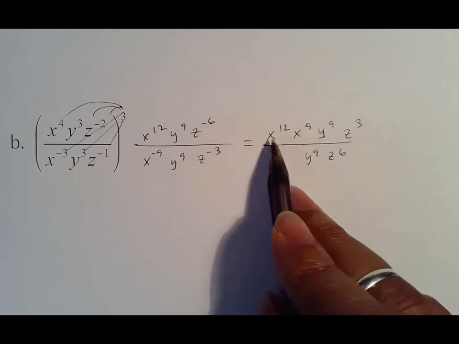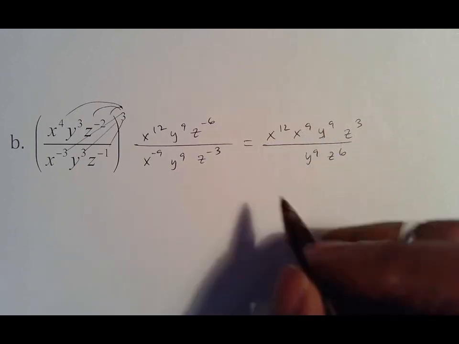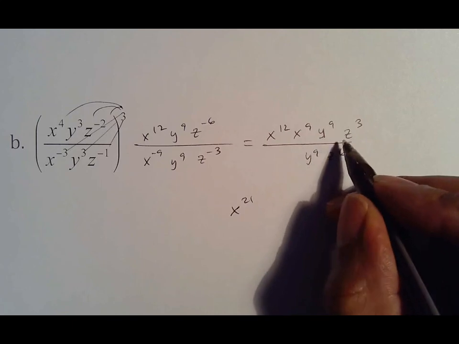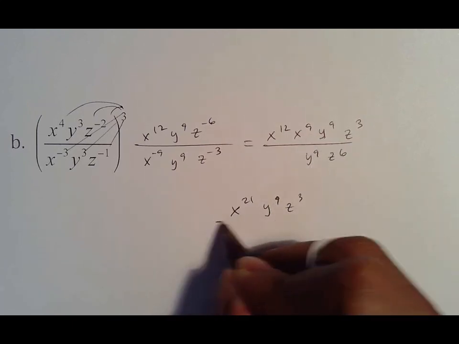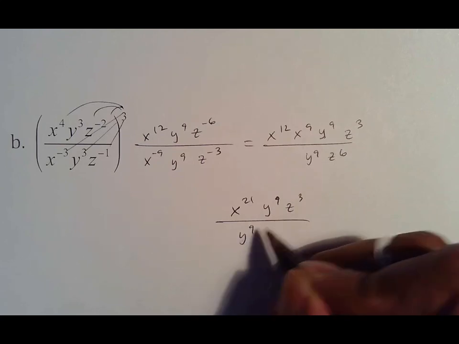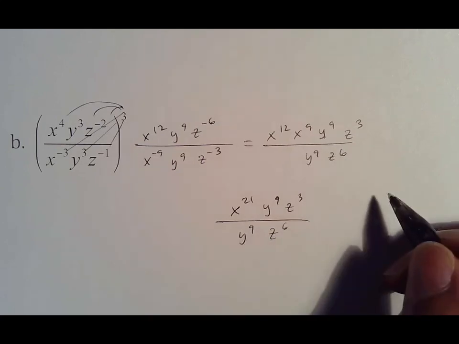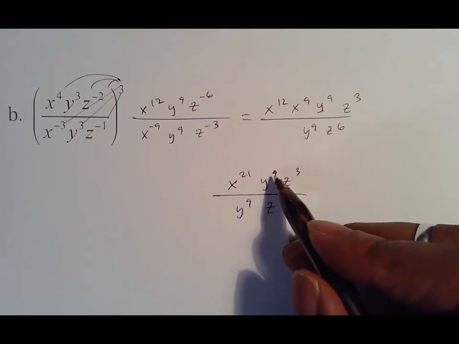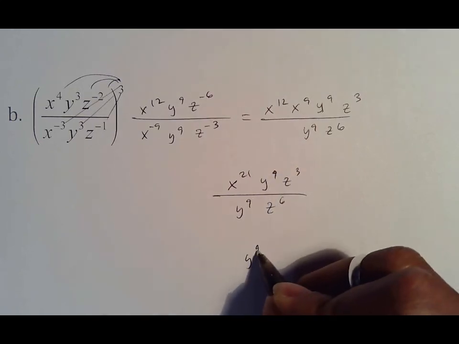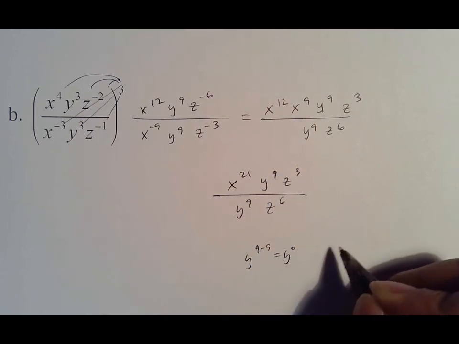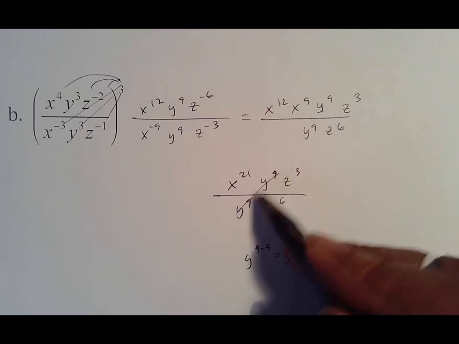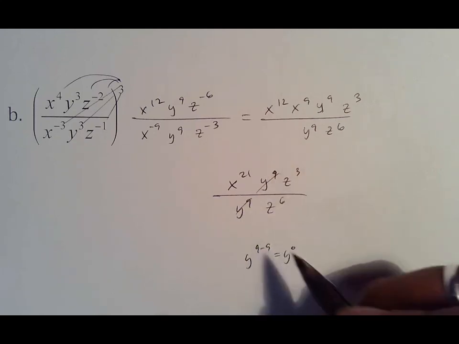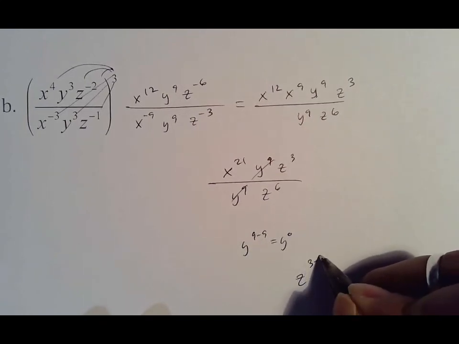Now, because I have double x's on top, I add those up to make x to the 21st, y to the 9th, z to the 3rd, because that's as far as that's going to go, with y to the 9th and z to the 6th on the bottom. I don't think I need to do it, but I would be doing y to the 9 minus 9, which is y to the 0. What does that mean? It means both of these cancel out, because pretty much you canceled 9 y's on top and bottom. For my z's, I would do z to the 3 minus 6.